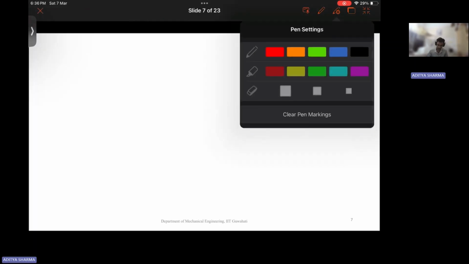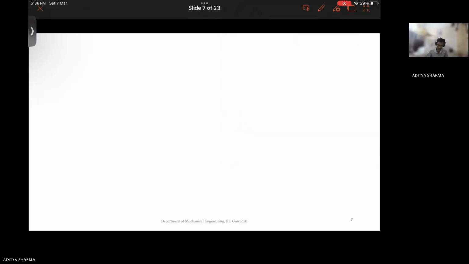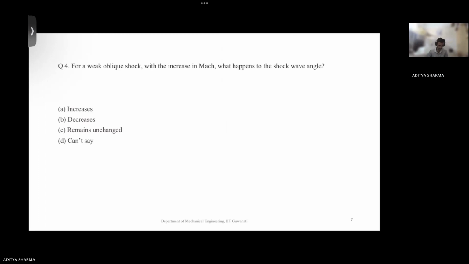This was the question. Right? So this decreases. Okay. And why it decreases, that we have seen from our theta-beta curve. Okay. Then moving on to the next question.